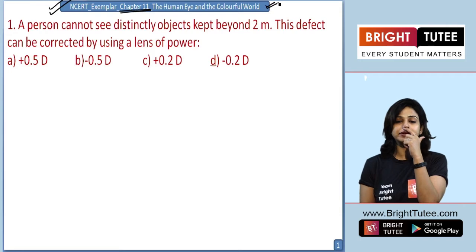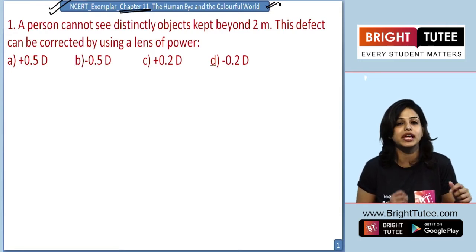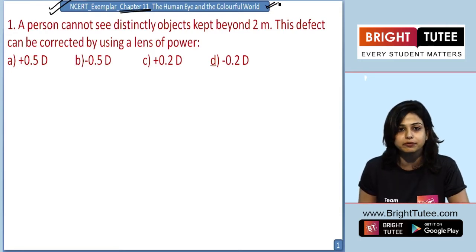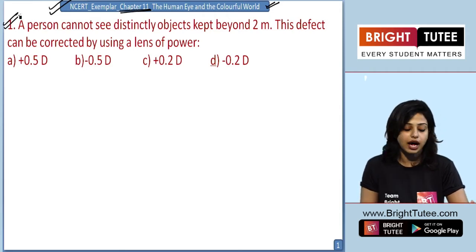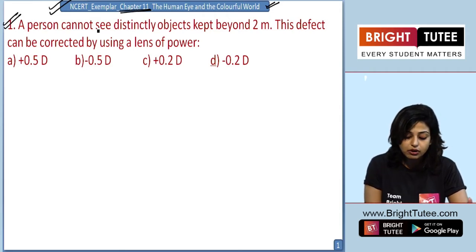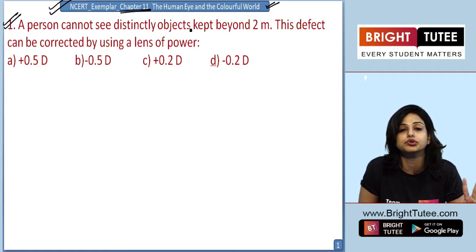Okay students, so let me just read the problem once for you and then we'll quickly start with doing the problem. The first question in the Exemplar asks us, a person cannot see distinctly objects kept beyond 2 meters.